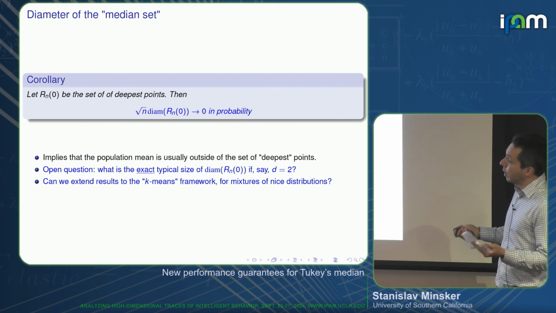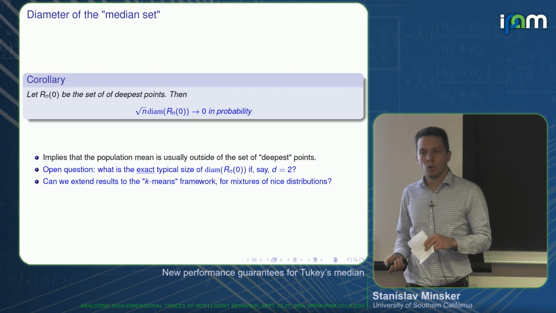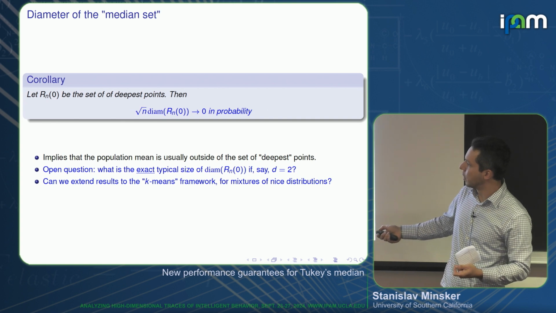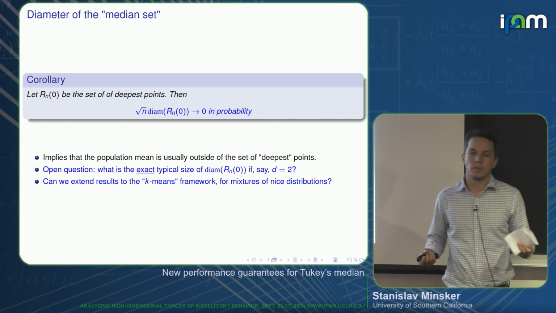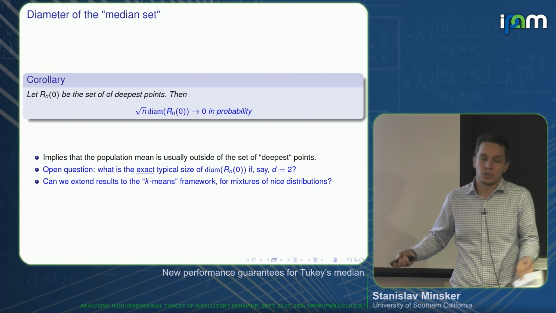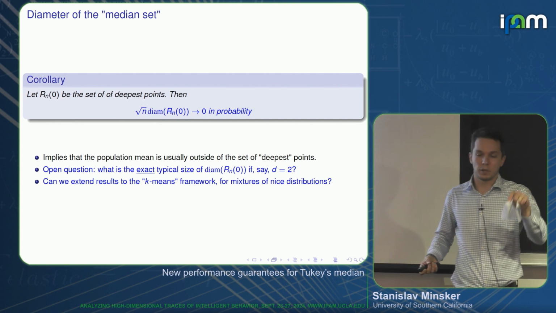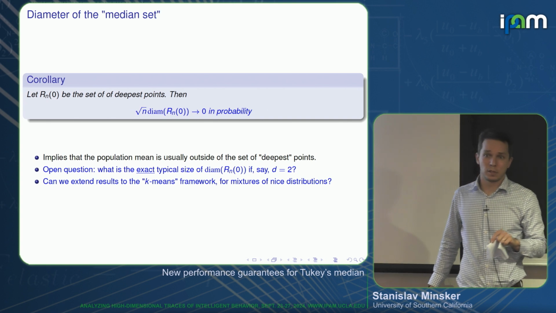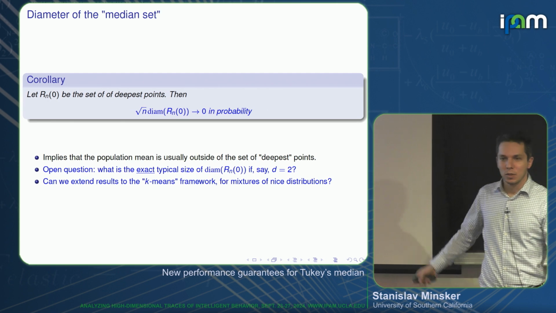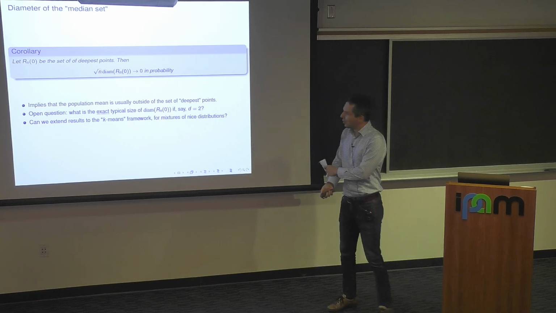Another question that might have practical applications is whether we can extend this framework, which considers essentially one center of the data, to the k-means framework, which would apply if our population is given by a mixture of several nice distributions, for example, a mixture of k Gaussian distributions. Can we then use the notion of depth to estimate the k centers of the components of this mixture? Again, I will be happy to discuss any of these problems if you feel inspired.